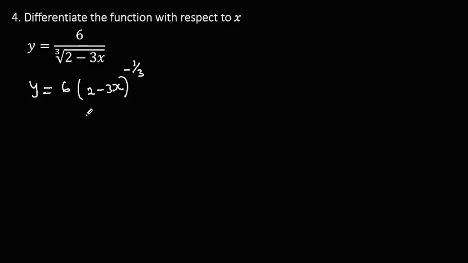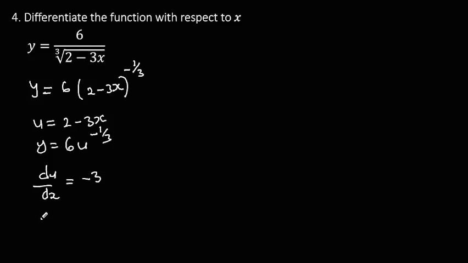Then you're going to identify the u. The u is the function inside, hence u is equal to 2 minus 3x. Therefore, y will be equal to 6u raised to the power of negative a third. Then you're going to find change in u due to change in x. We differentiate the u function with respect to x, and that is going to give us negative 3. Then we find change in y due to change in u. We are going to differentiate the y function with respect to u, and that is going to give us negative 2u raised to the power of negative 4 over 3.